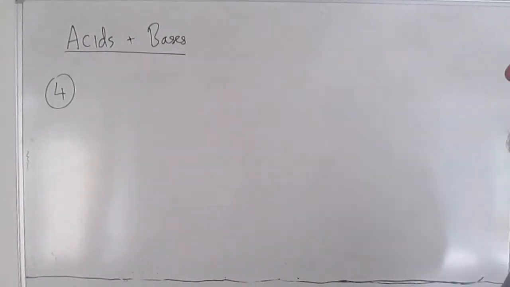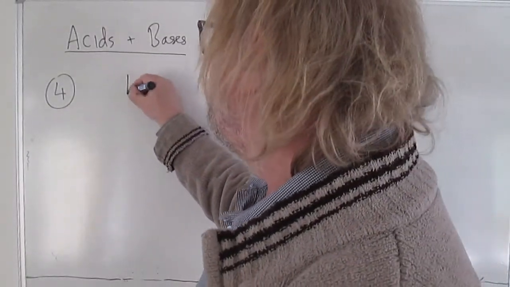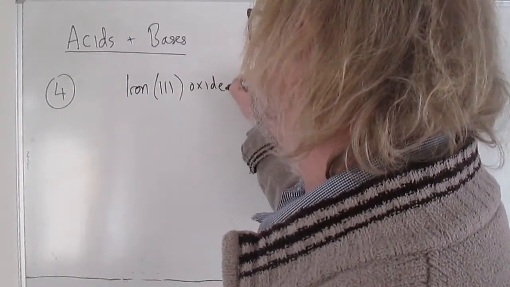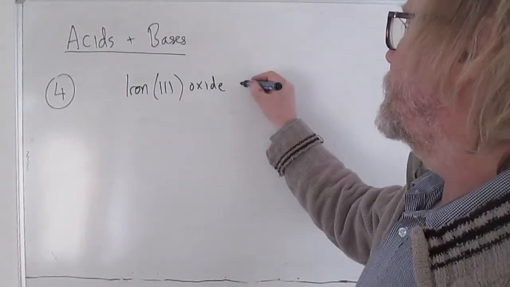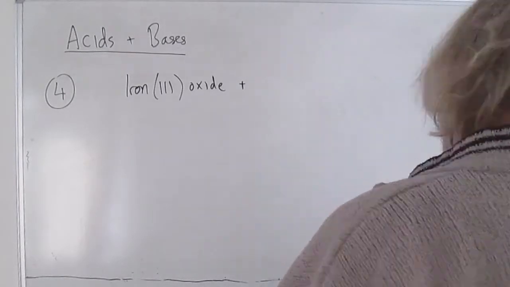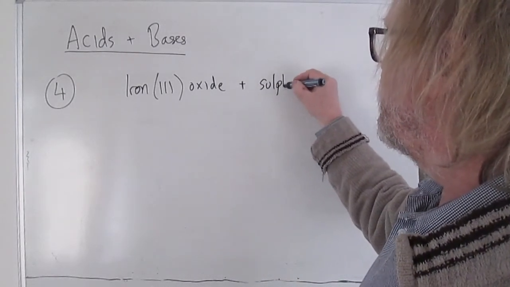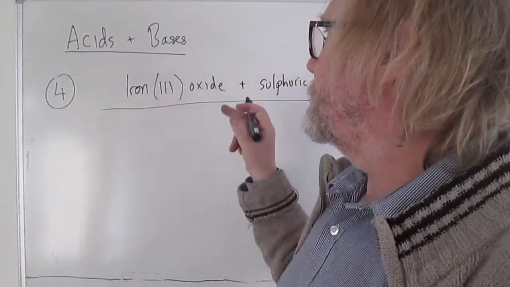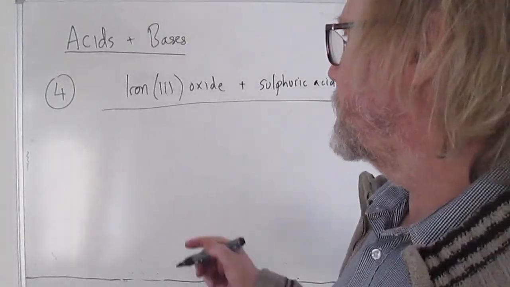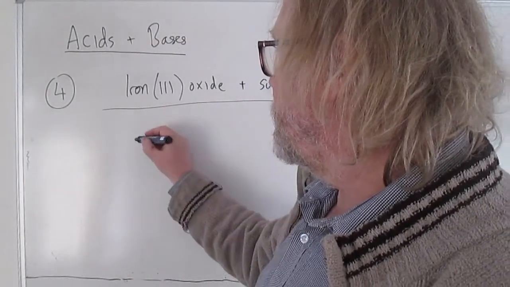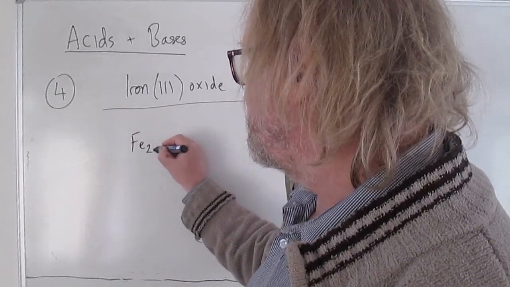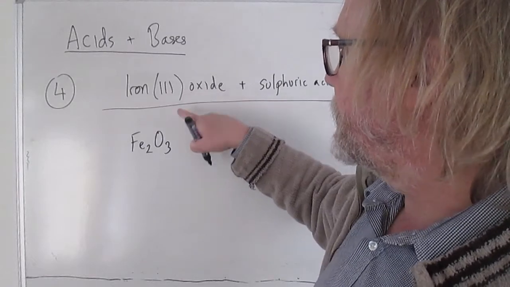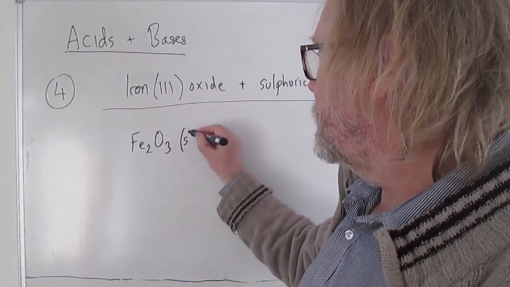So next we have iron 3 oxide and sulfuric acid. So iron 3 oxide, it doesn't say solution, so it's not in a solution. It would tell you if it was, plus sulfuric acid, but you assume with these inorganic acids that they are in aqueous solution. So this is not going to be separate ions, because it's a solid. So iron 3 oxide is Fe2O3, because 2 lots of 3 plus will balance 3 lots of 2 minus. So it's Fe2O3. And that's a solid.